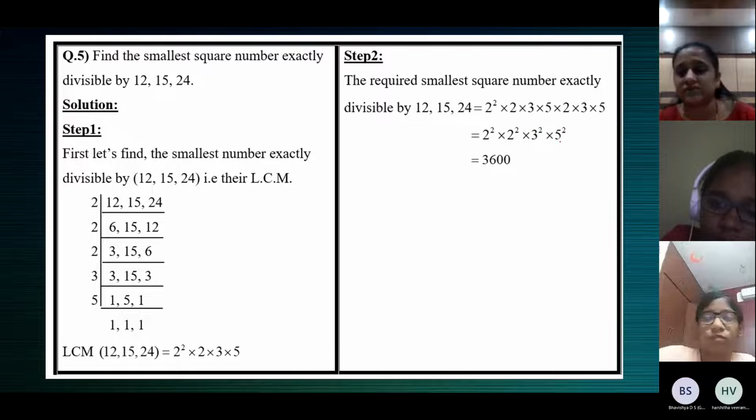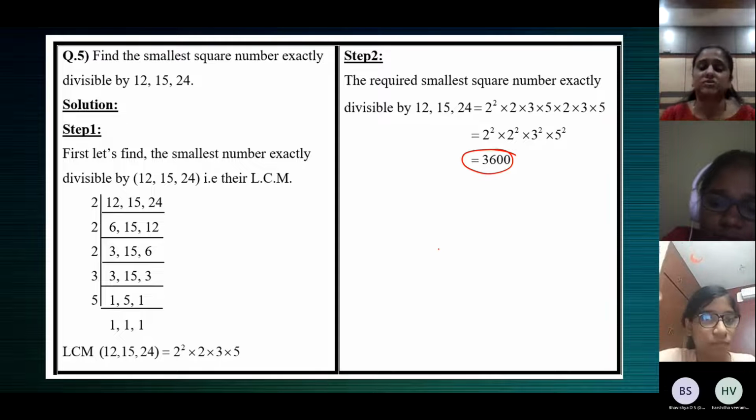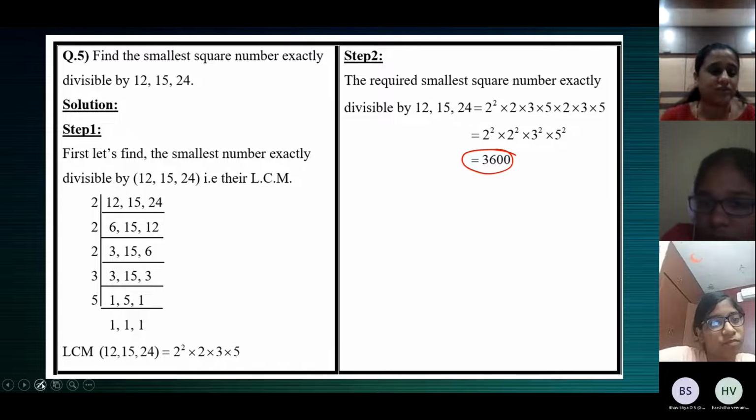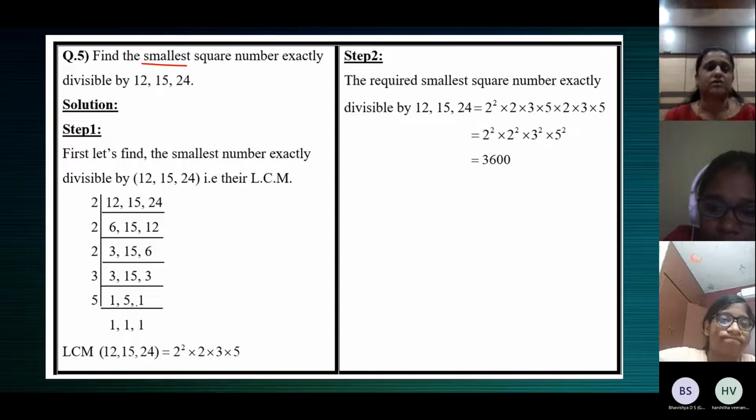Now find the product of these numbers. You'll get 3600. So 3600 is the smallest square number exactly divisible by these three numbers. You must first find the LCM. LCM will be the smallest number.